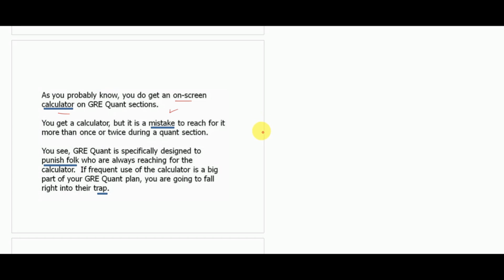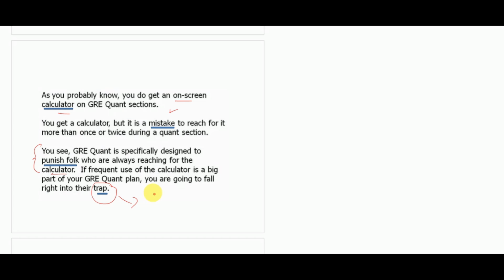I've already said that the questions on the GRE are not very difficult. However, they require a lot of mental math. So let's move forward and see how that could be done. You see, GRE Quant is specifically designed to punish folks who are always reaching for the calculator. Now, this is very, very true. The GRE is specifically designed to punish those people who always resort to the calculator whenever they see a maths question. If frequent use of the calculator is a big part of your GRE quant plan, you are going to fall right into their trap. So remember that it's a trap.